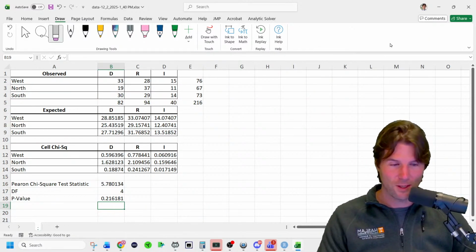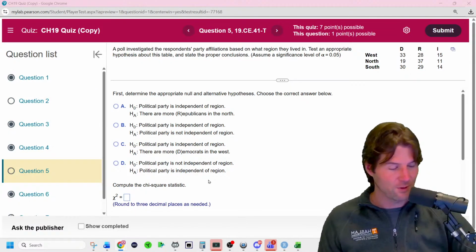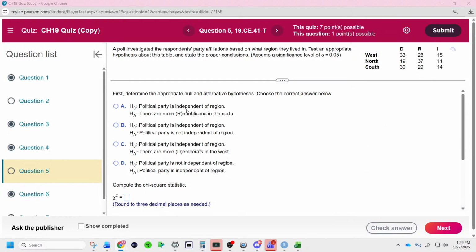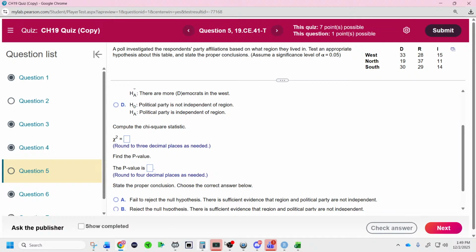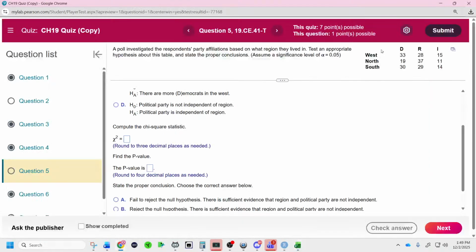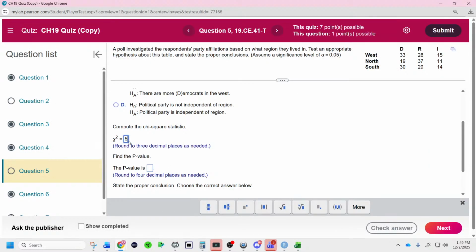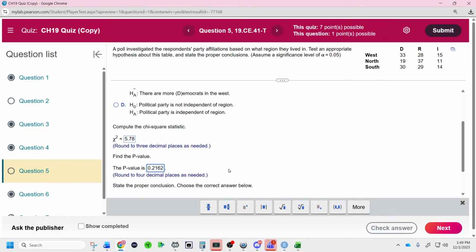Okay, should we do... I think we only have one more from the quiz, right? Well, we didn't put the answers in. Okay, let's put the answers in. Political parties independent of region, and the alternative would be they're not independent. The chi-squared test statistic we found is 5.78, and the p-value was 0.02161 or something. What was the last digit? It's 2. So it might get mad at me. I've got to make sure I do it very carefully. There's probably a little bit of leeway.